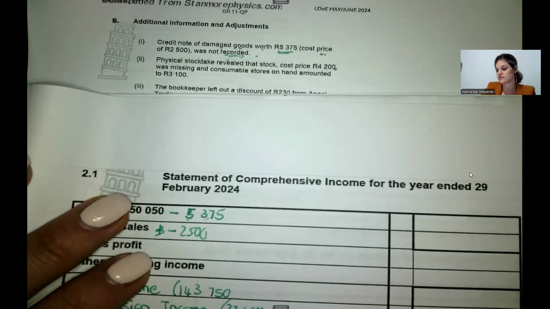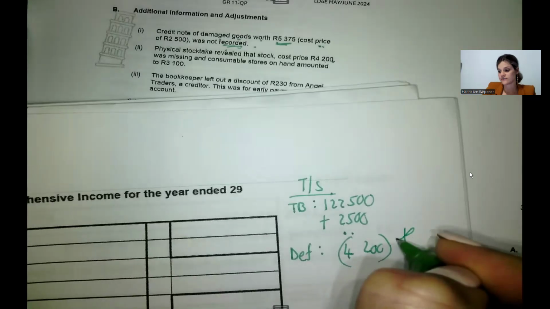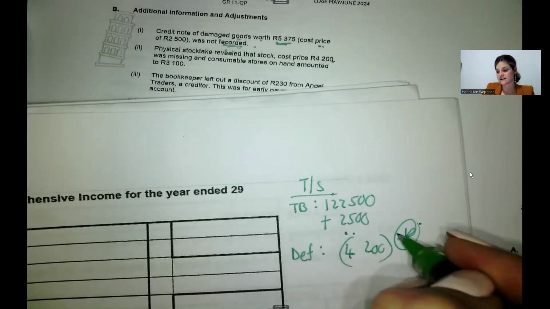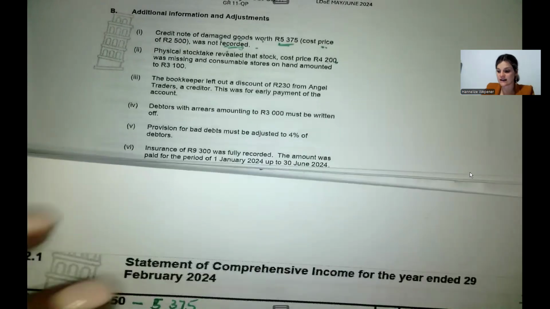So I'm just going to hold on to it for now. I'm going to make a note here to indicate that I'm not done yet. I just want to see if there isn't perhaps anything else.